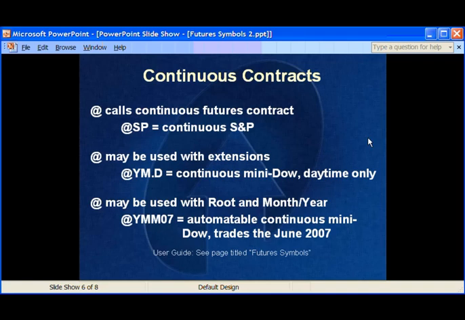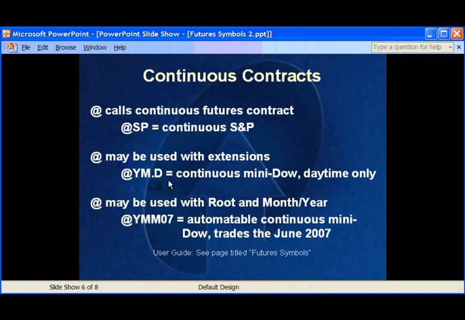In our database, the continuous contracts all begin with the @ symbol. So @SP is the continuous S&P futures. No other extension is necessary. No month designation is necessary because the @ sign continuous will pull that data file and will be using whatever historical contract and whatever current contract are in that continuous.